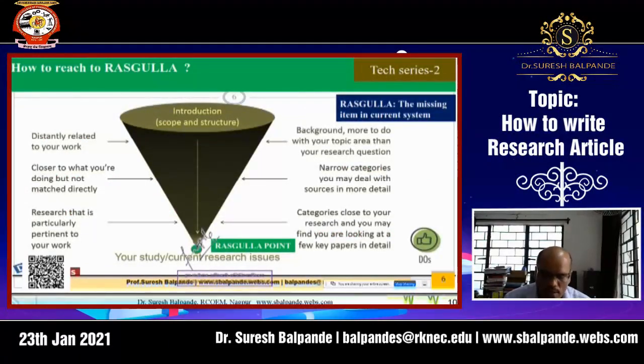So now, as we already discussed, to reach this Rasgulla point, we have to do refinement in the literature survey. You have to refine it continuously, and find the distantly related and closely related work, and finally you reach the Rasgulla point, and that is nothing but your target.